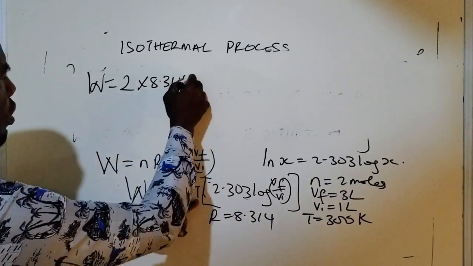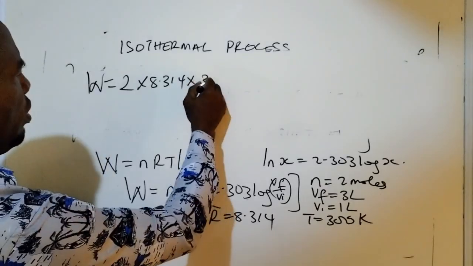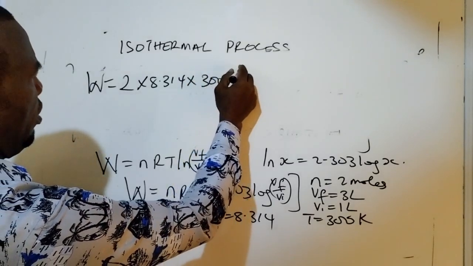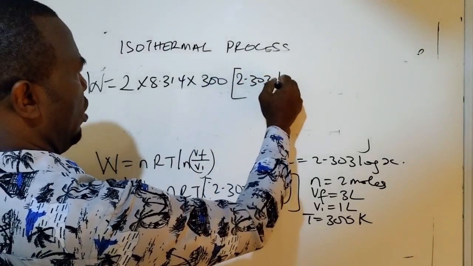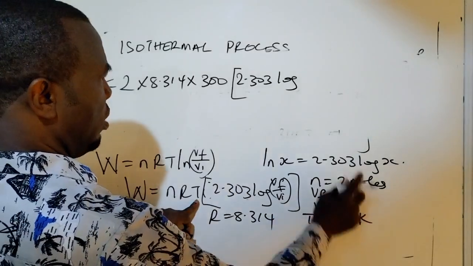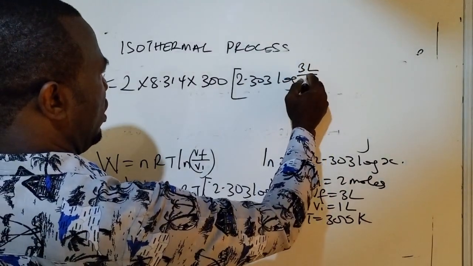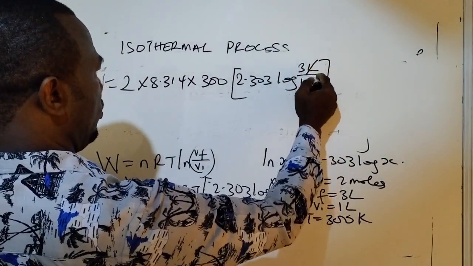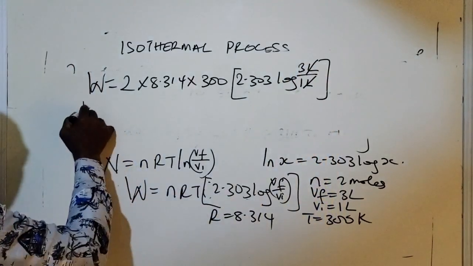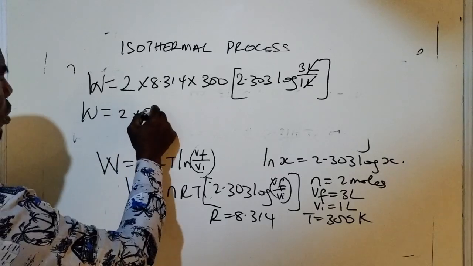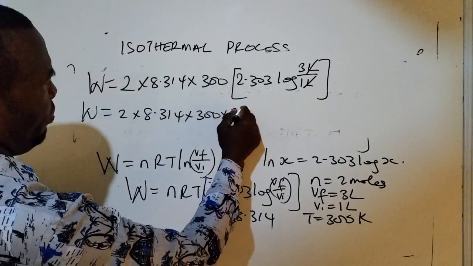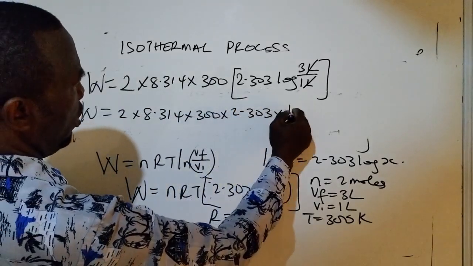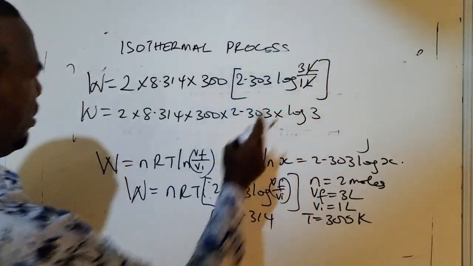Then the temperature value in Kelvin is 300 multiplied by, open a bracket, 2.303 log of final volume 3 liters over 1 liter. Liter cancels liter. So I now have work equal to 2 times 8.314 times 300 times, open the bracket, 2.303 times log 3, or 3 over 1 is 3.